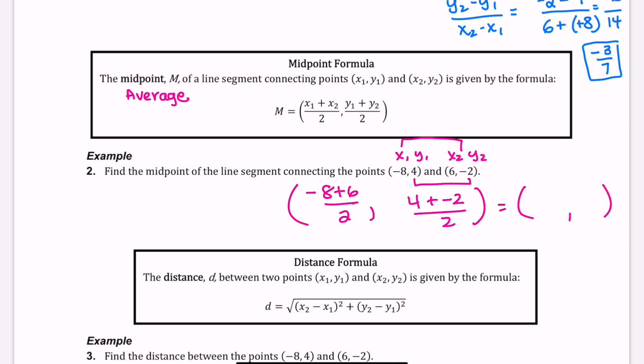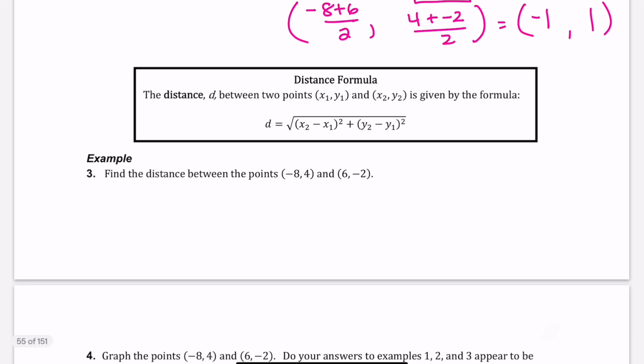So -8 plus 6 is a -2, and then we're dividing it by this 2 here, which gives us a -1. And then we have 4 plus -2. 4 minus 2 is 2. And 2 divided by 2 is a +1. So the midpoint of those 2 points would be -1, +1.